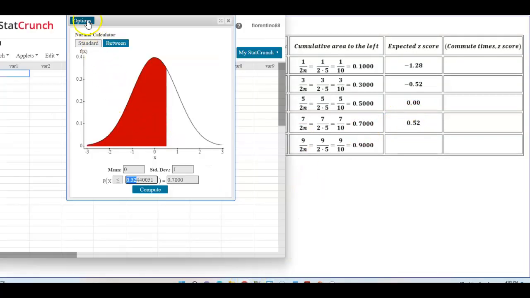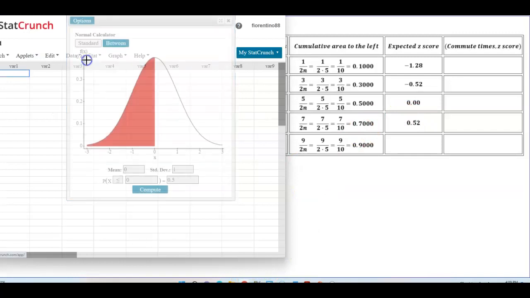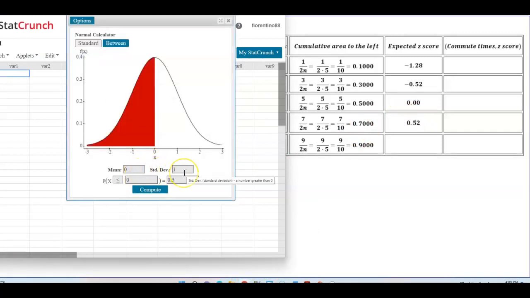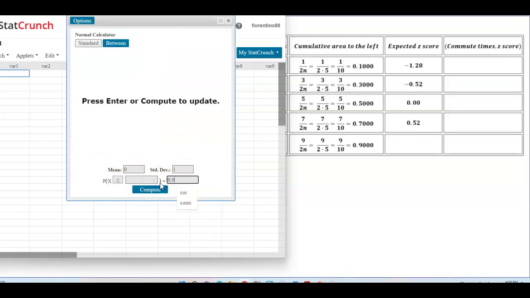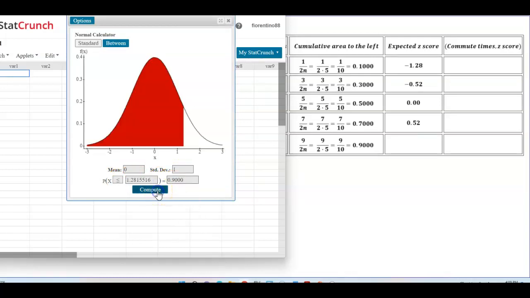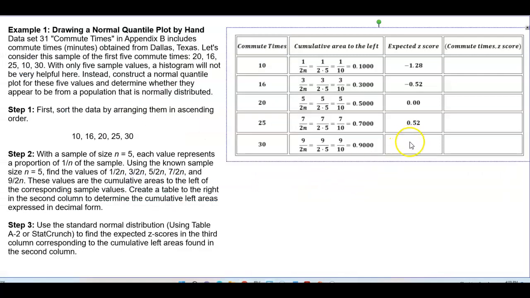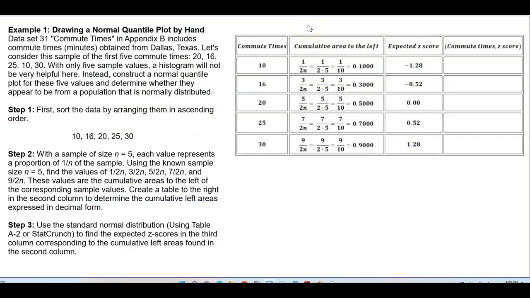And again, come up here, hit options, select refresh. We have our mean and standard deviation of 0 and 1. This points to the left. Now we're going to put in 0.900, and therefore we're going to get positive 1.28, and therefore now we get our 1.28.